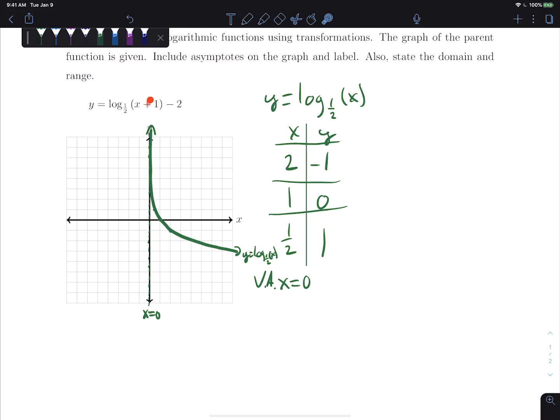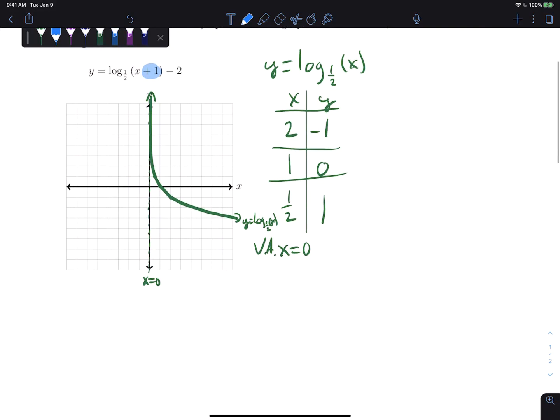We have a horizontal translation, or a horizontal shift of -1, and a vertical shift of -2. So let's look at these. That is a horizontal shift of -1, sorry. And what that does is it moves it left 1 unit.